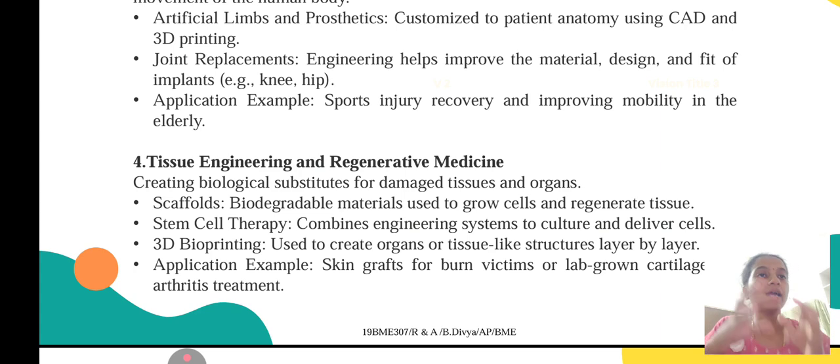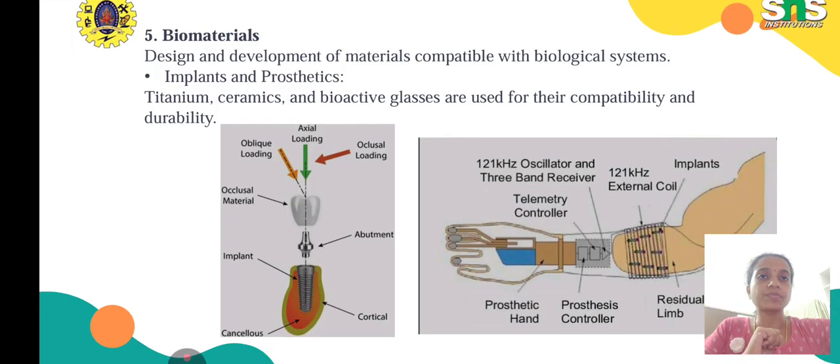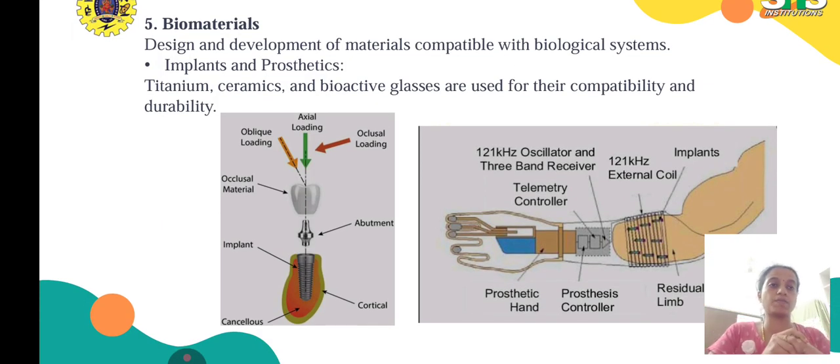In tissue engineering and regenerative medicine, we have seen scaffolds, stem cell therapy, 3D bioprinting, and examples for these. Next, biomaterials. What are biomaterials? Design and development of materials compatible with biological systems. The design should be done, and the development of that same design should be compatible with biological systems.